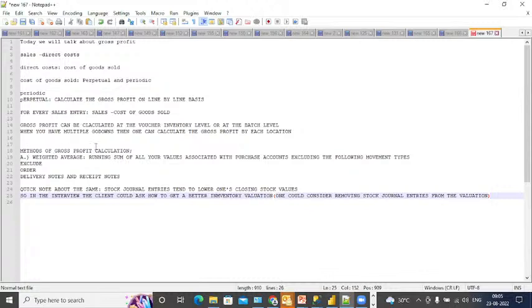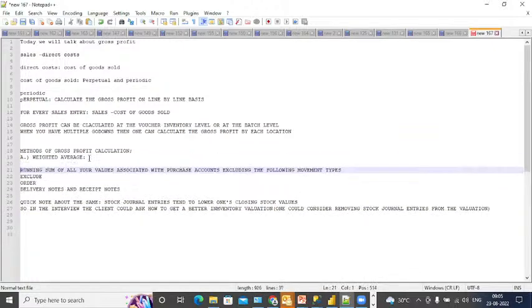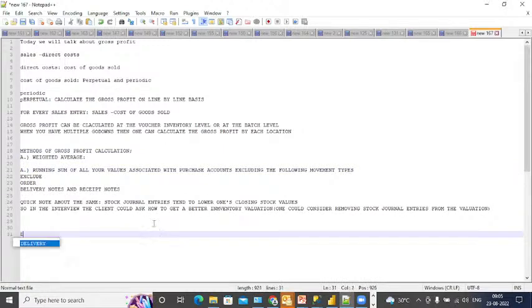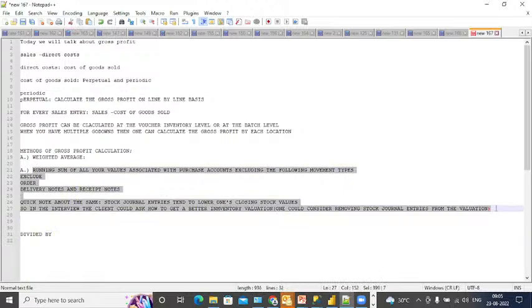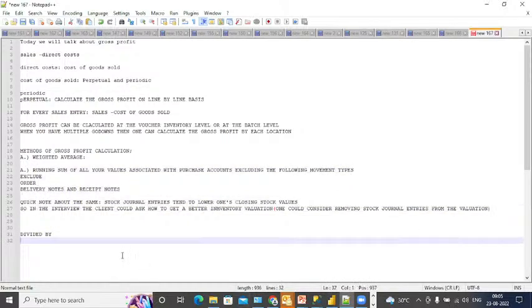Now if you look at the method of gross profit calculation, the weighted average means the running sum of all your values associated with purchase accounts, excluding the following movement types. This is, say, A, and it is divided by the running sum of all the purchase quantities, right?